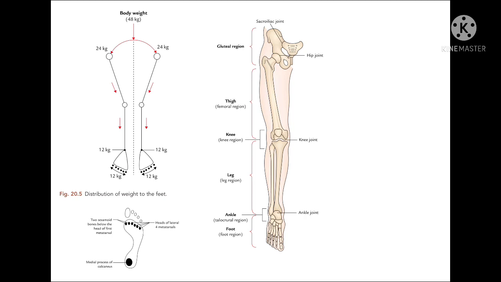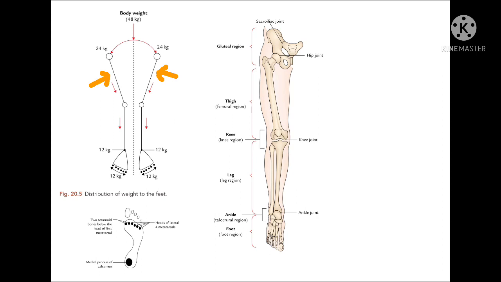Now let's consider a case for a person whose body weight is approximately 48 kg. Now let's say this person is standing in a fundamental position, and in that person the weight is distributed as follows. Half of the weight, that means half of 48 kg, that means 24 kg goes to each lower limb.